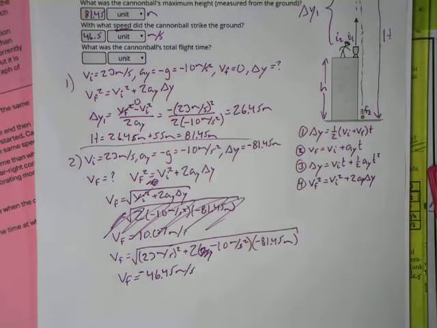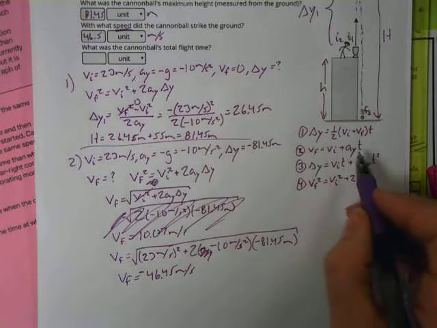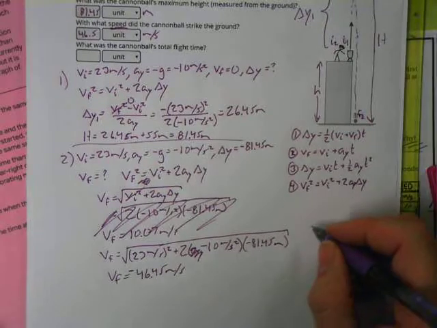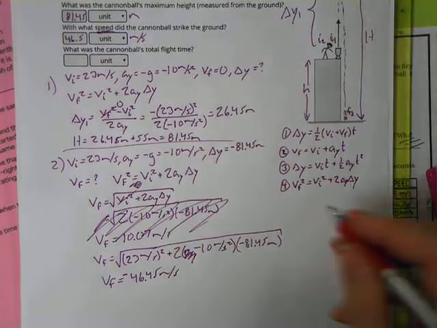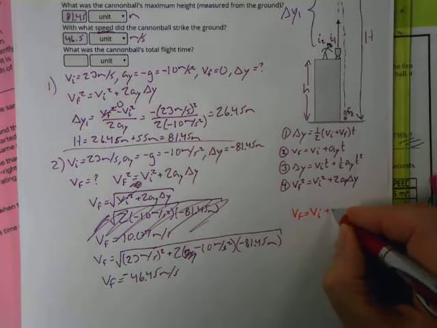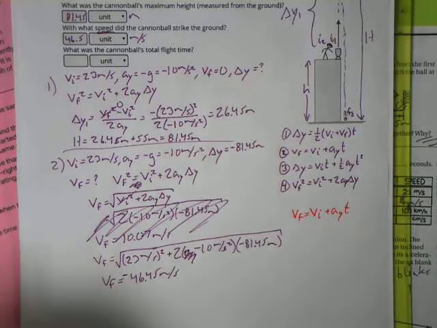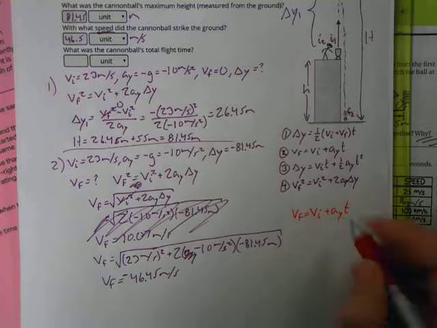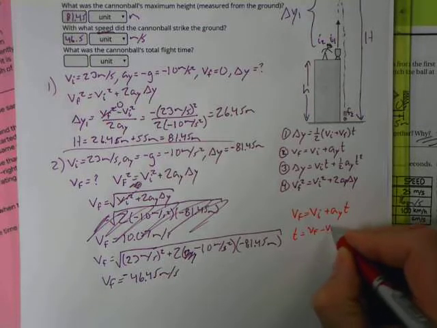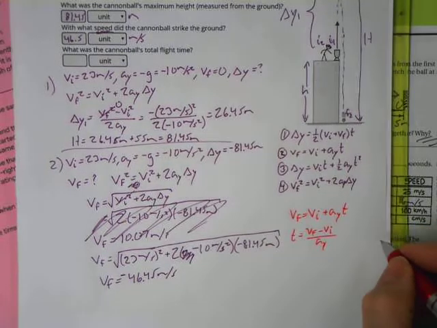What was the cannonball's total flight time? Last thing I want to do here, we've got lots of variables. We need a flight time. Let's just use VVAT. So I'm going to go up here since I'm running out of space. Final velocity is equal to initial velocity plus acceleration in the y direction multiplied by time. I am using the entire flight path, so my time is equal to final velocity minus initial velocity divided by acceleration in the y direction.